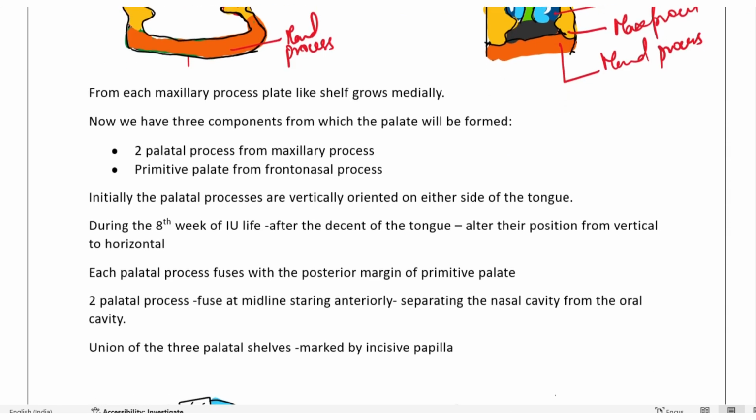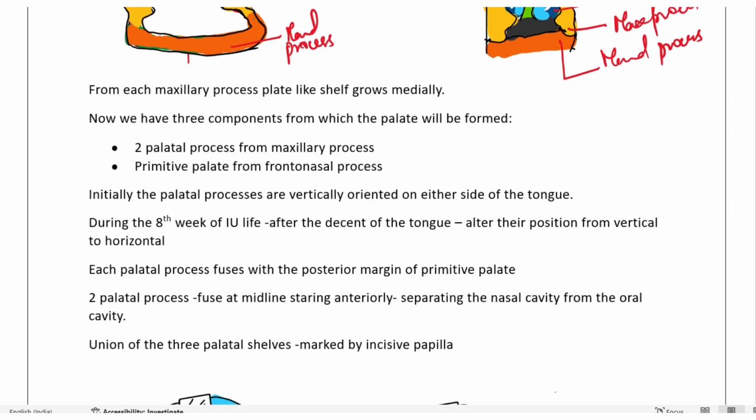After this, let's move on to development of palate. So now from each maxillary process, a plate-like shelf grows medially. So we have 2 maxillary processes as we see here. So 2 plates will grow medially. So now we have 3 components from which the palate will be formed. This is the 2 from the maxillary process and 1 from the frontonasal process.